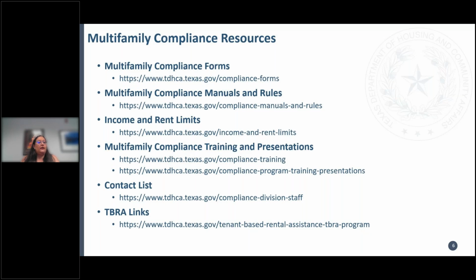The compliance manuals and rules are posted, and while we don't have a compliance manual, our rules are written in a way that do kind of present as a guide. The income and rent limits are available, and I believe all the program income and rent limits are out at this point for the year. The MFDL went in June 1st. So if you have not pulled those, now would be, or soon would be a good time to do that.